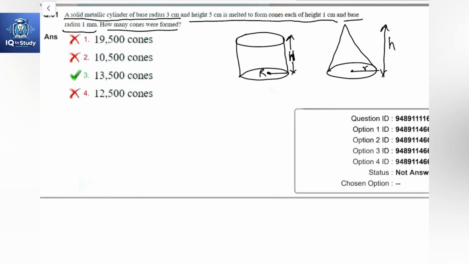Given for the cylinder, radius is equal to 3 and height is 5. And for the cone, height is 1 and radius is given as 1 mm. 1 mm can be written as 0.1 centimeters.